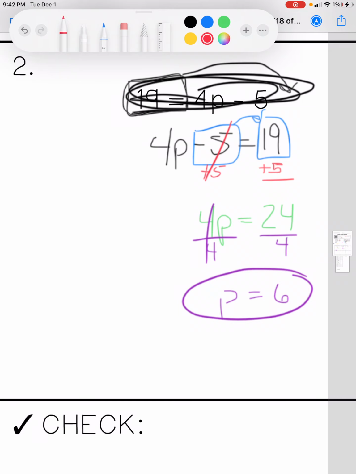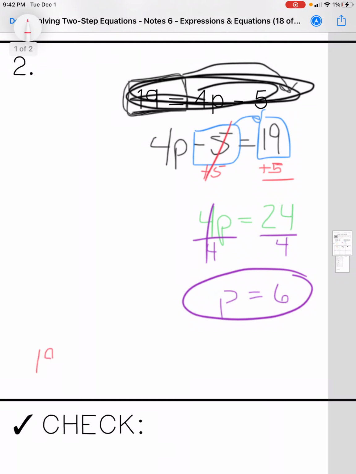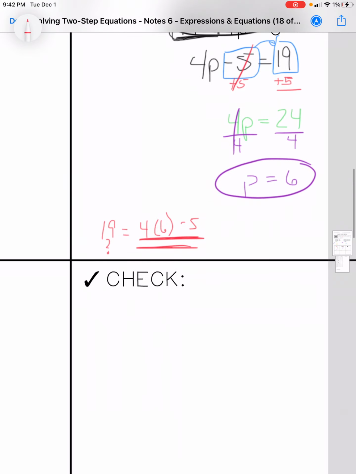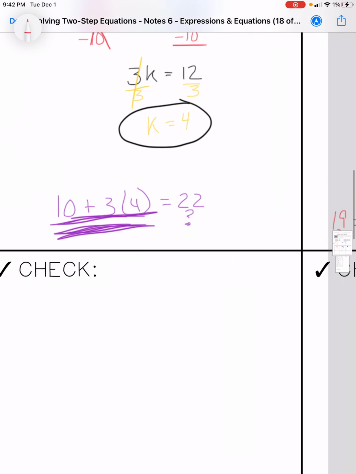Real quick, I'll do it in red this time. Does 19 equal 4 times 6 minus 5? Enter that in your calculator and tell me if it equals 19. If it does, then we got the correct answer, which we did. Okay? I guess I should be writing these right here. My bad.